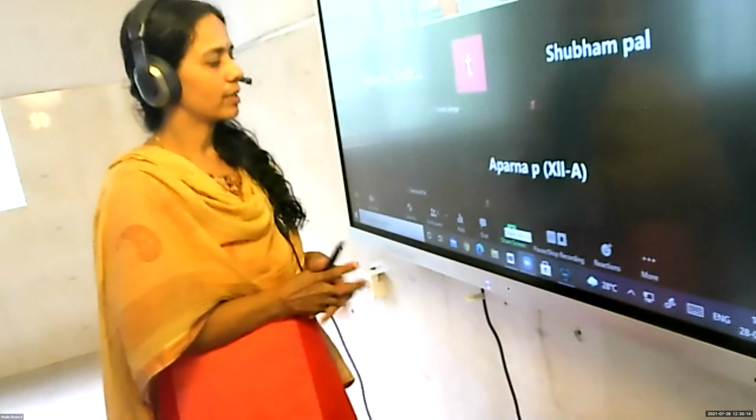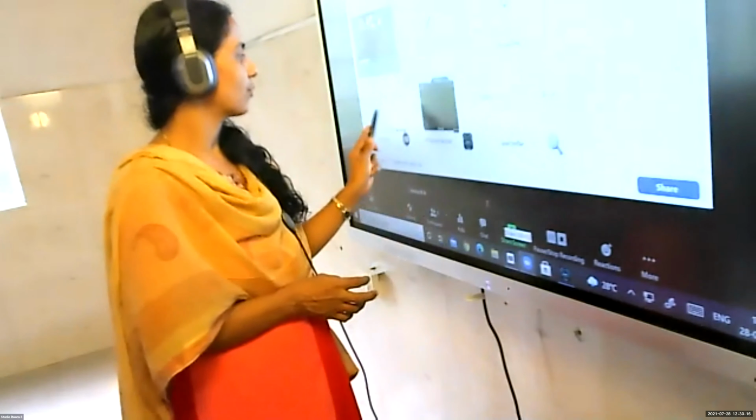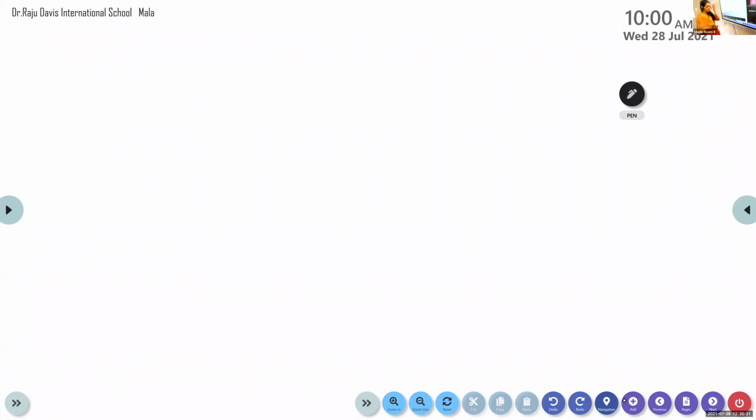Okay. Write the question. Next one. Find the inverse of the matrix 1, minus 3, 2, 4, minus 1, 2, 3, 5, 2. Find the inverse of this matrix. How to do this? How will you find the inverse of this matrix?